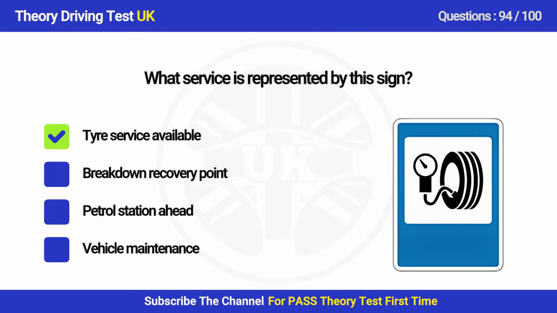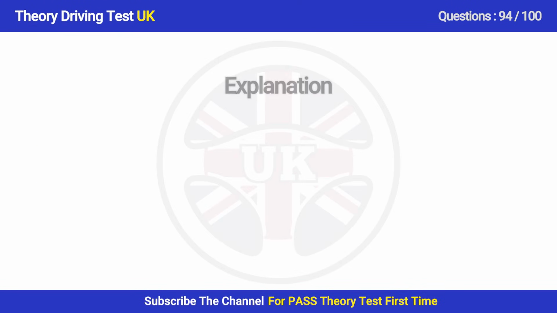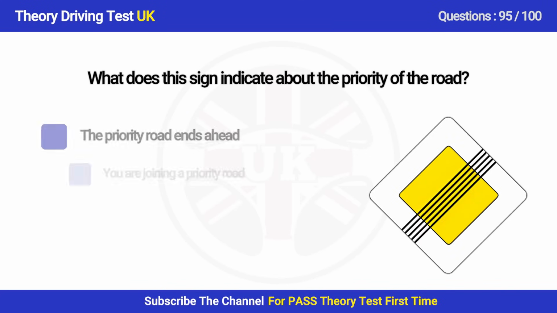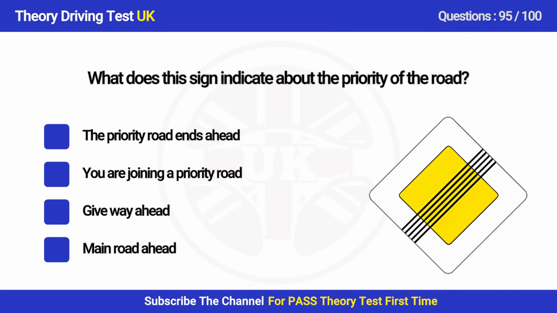Answers is A. Tire service available. This sign indicates that a tire service or tire fitting facility is available. This information is useful for drivers who experience a flat tire or need tire repairs or replacements, especially on long journeys or in less populated areas. Question 95. What does this sign indicate about the priority of the road?